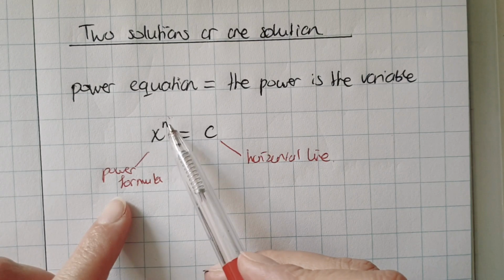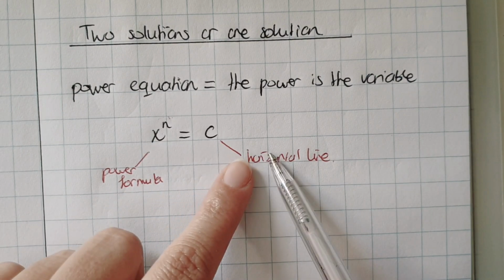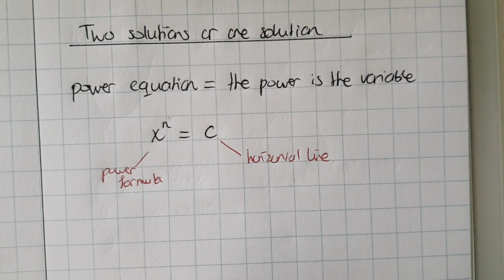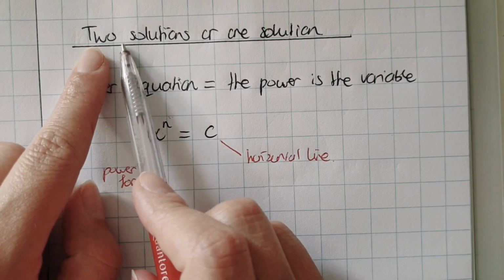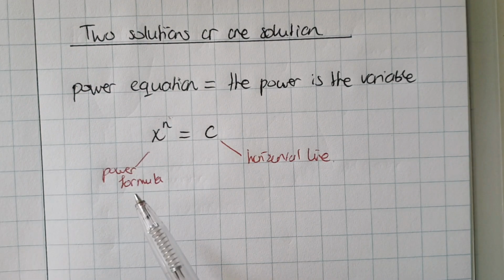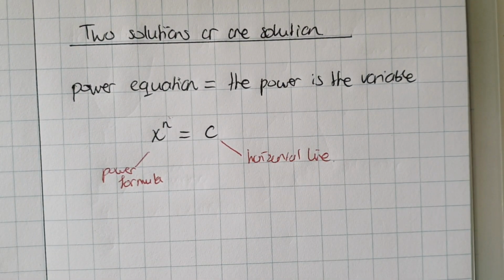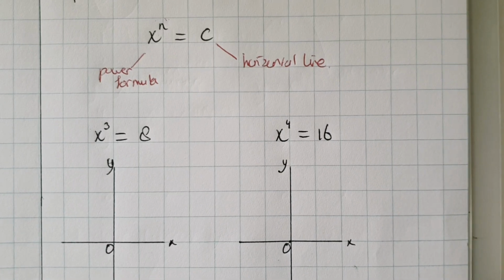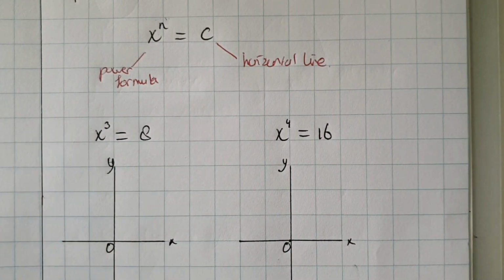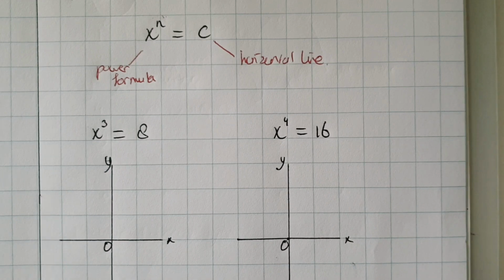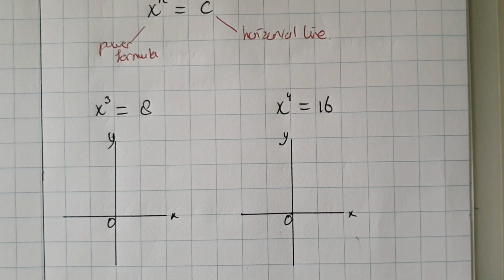And they intersect each other. So you have that power formula, and then you have a horizontal line, all in one graph, and they intersect each other. And sometimes they intersect each other 2 times, so you have 2 solutions, and sometimes they intersect each other 1 time, and then you have 1 solution. So I have 2 examples here. X by the power of 3 is 8, and x by the power of 4 is 16. Let me make a sketch.